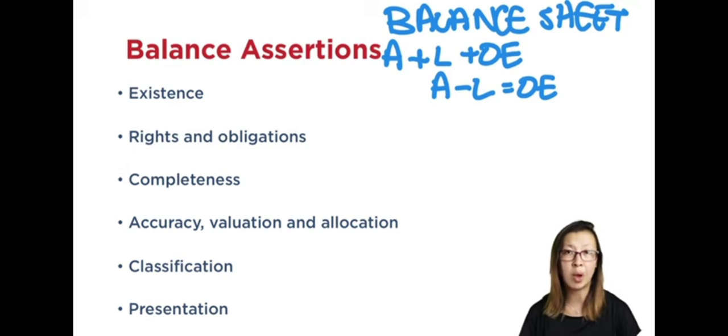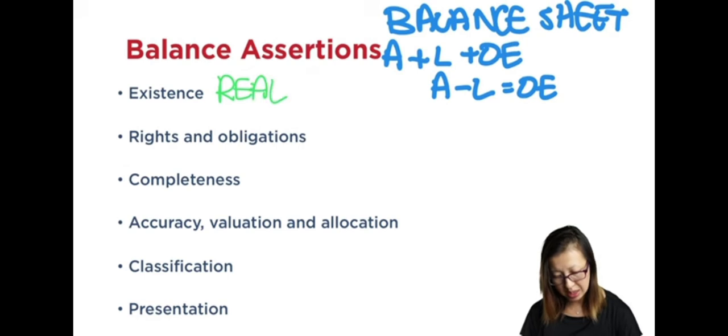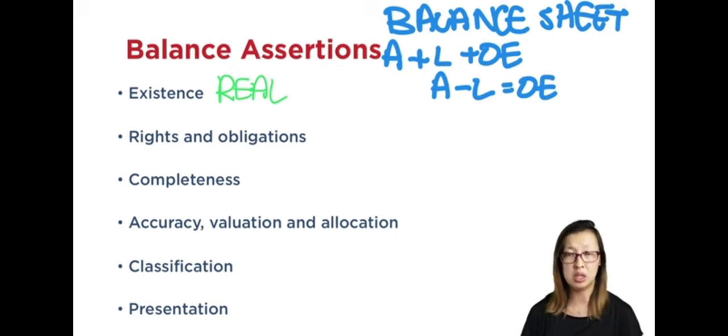So let's go through them one by one. The first one is existence. Again, this is: is it real? Does the asset really exist? Does the liability really exist? Does the owner's equity really exist?